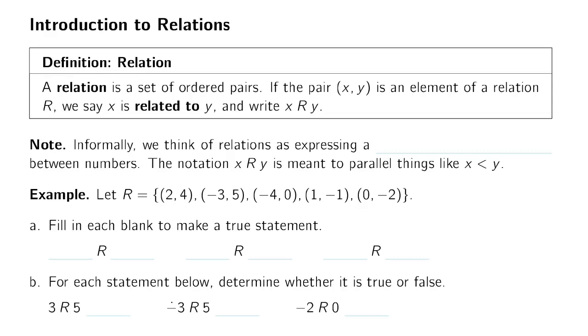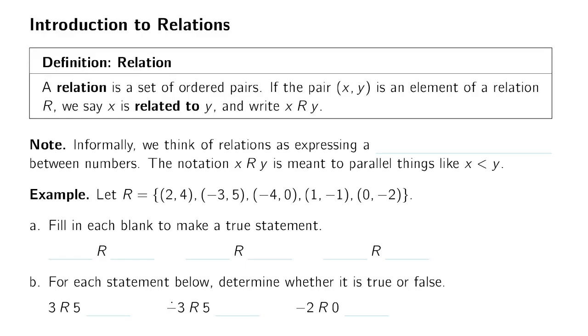We're ready to develop the last precursor to talking about one of the central ideas of algebra. The idea we're going to talk about right now is the idea of a relation. At its most basic, we can think of a relation as a set of ordered pairs. If the pair (x, y) is an element of a relation R, we say that x is related to y, and we write xRy.